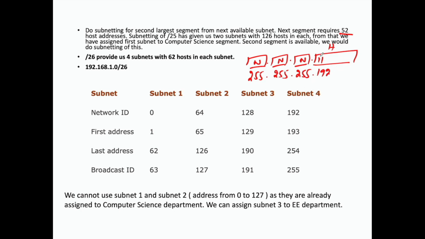So I have borrowed 2 bits, so I'll take the 4 possible combinations. Where all these bits are 0, the value is 0. This means the address is, I'm talking about this subnet. And if I turn on the 64 bit and the other bit is off, its value is 64. I add 64 to 64 and I'll get the subnet. I'll add 64 to 128 and I'll get the next subnet.